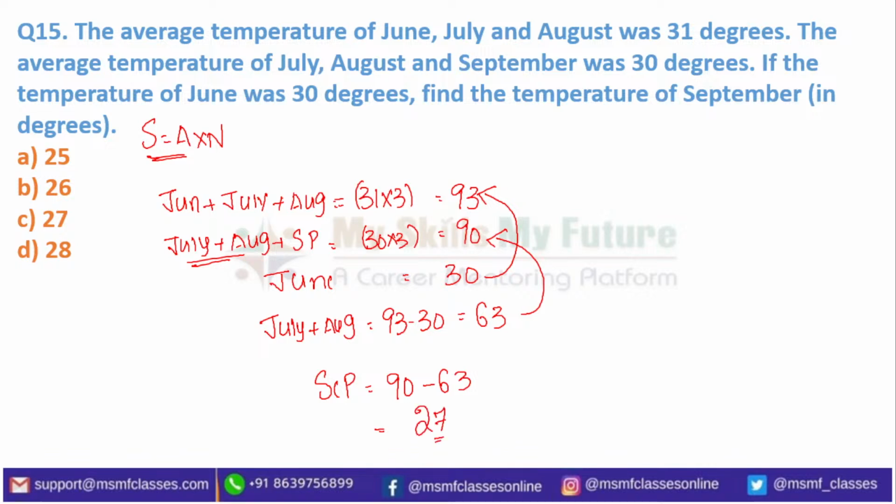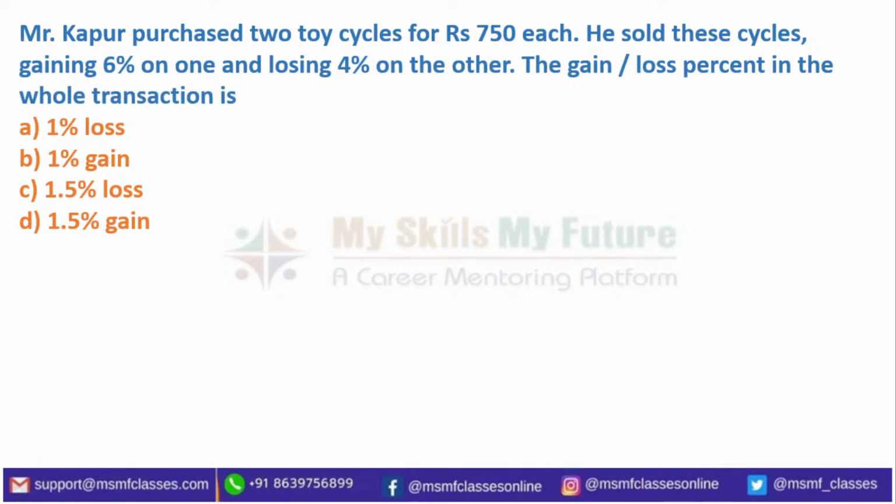We want to find the temperature of September. September is 27, and 27 represents option C is the correct answer. It is clear. Okay, next question.